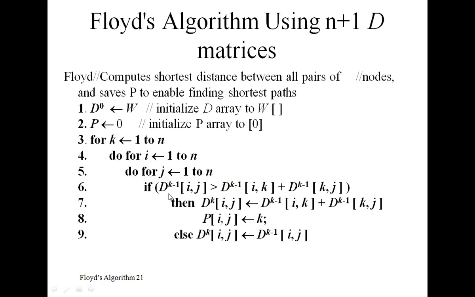So we are checking if d_{k-1}(i,j) is less than d_{k-1}(i,k) plus d_{k-1}(k,j). That means we compare the i to j distance.